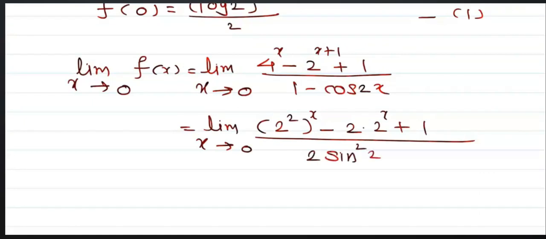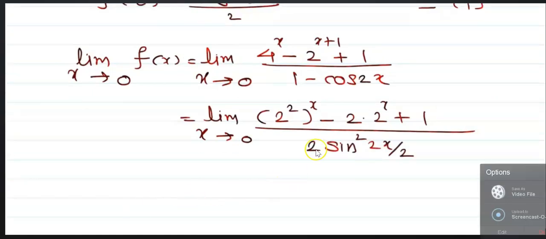This is the important step. I am applying the formula, that is a 2 sine square 2x upon 2. This 2 will get cancelled. म्हणजे काय की डिनोमिनेटरला कसली आवश्यकता लागेल? तर x square ची. Therefore we divide the numerator and the denominator by x square.